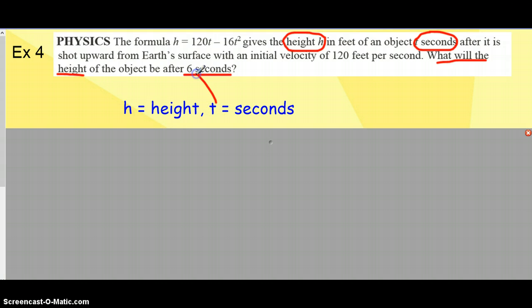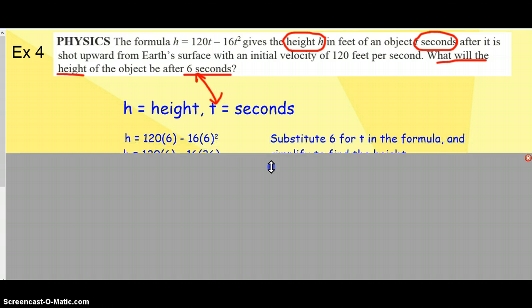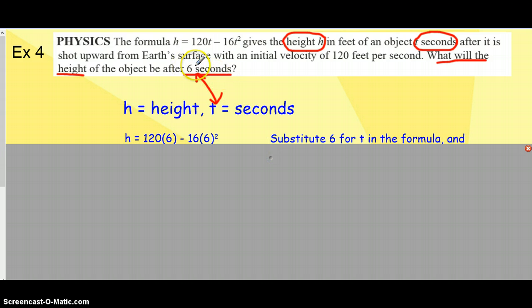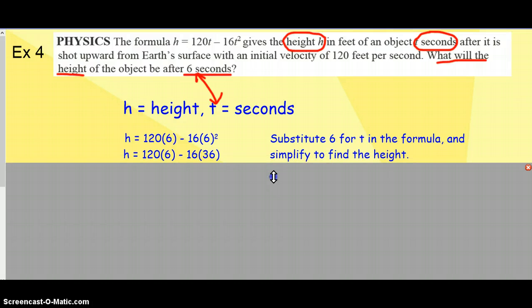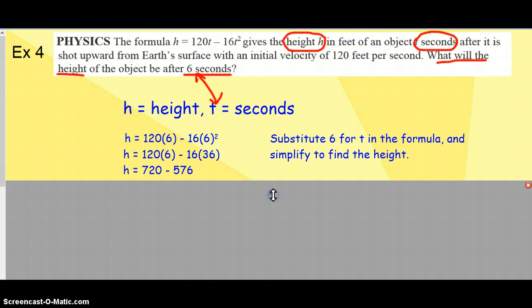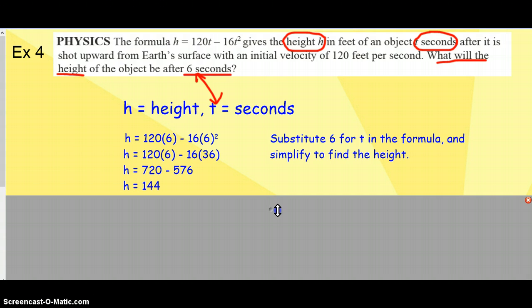So we can substitute in 6 for t because it's 6 seconds. So we're going to go ahead and put in the seconds there and use our order of operations to simplify. So we're going to take care of the exponent. 6 squared is 36. Then we multiply left to right. So we get 720 minus 576. And so our answer is 144.